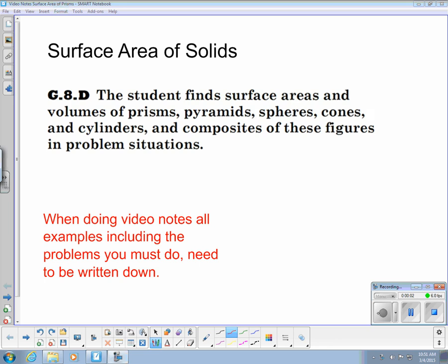Welcome to Geometry Pre-AP, the greatest class in the world. Today we're going to talk about surface area of solids, and we're going to start with our prisms.